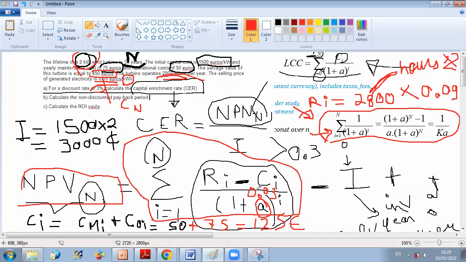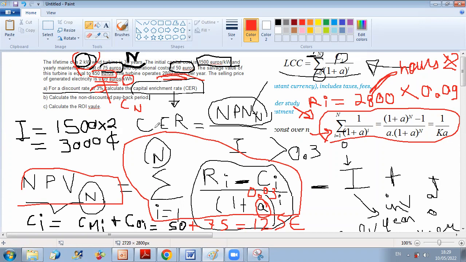You replace in the formula. You get your NPV at year end. And then you divide by the investment to calculate the CER. If you get a CER larger than 0.3, you say my project is profitable. If you get a CER smaller than 0.3, you say I don't advise to invest with this project because the income at the end of lifetime will not give me enough high percentage of benefit.